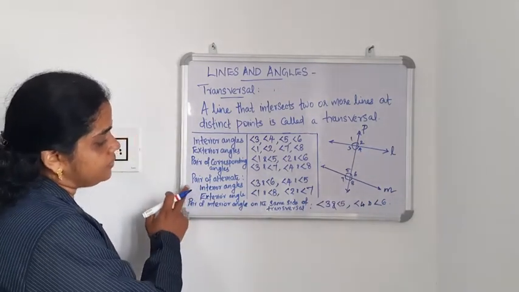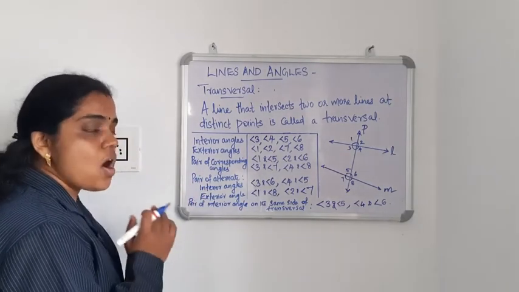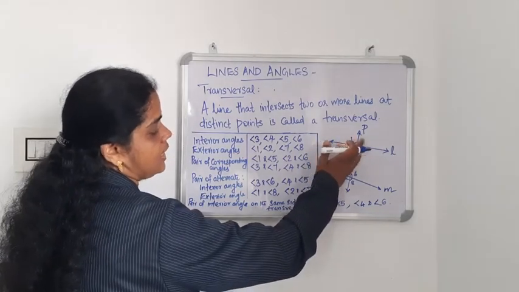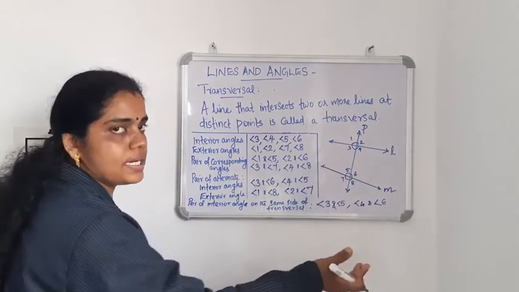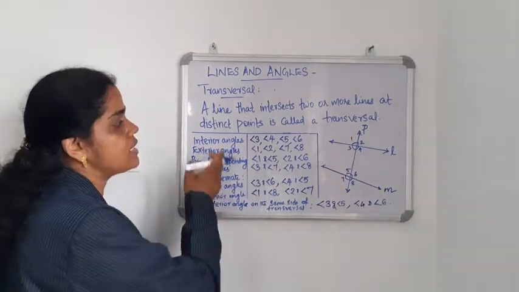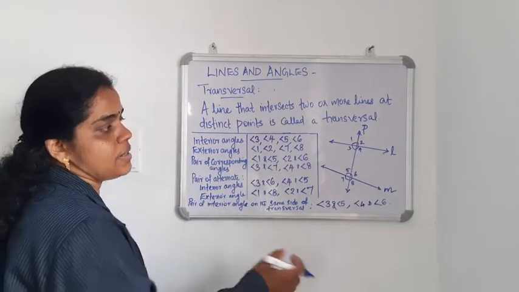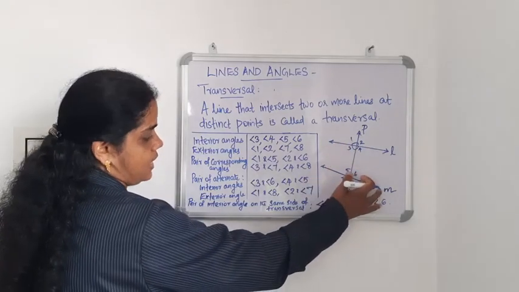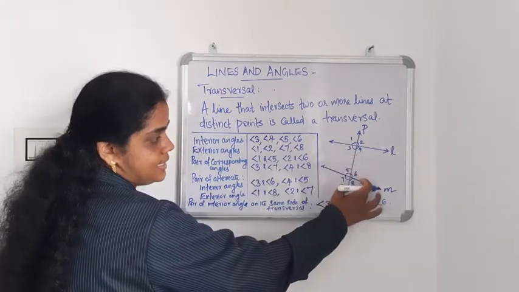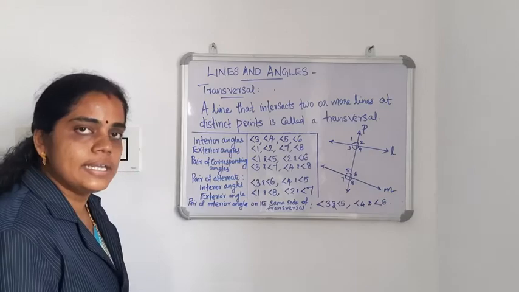Then another one, pair of alternate interior angles. Alternate means if one angle is on this side, the other angle will be on the other side. That is alternate, and it must also be interior. Already we studied what the interior angles are. So alternate interior means this side and this side. Angle 3 and angle 6 are alternate interior. Angle 4 and angle 5 are alternate interior.